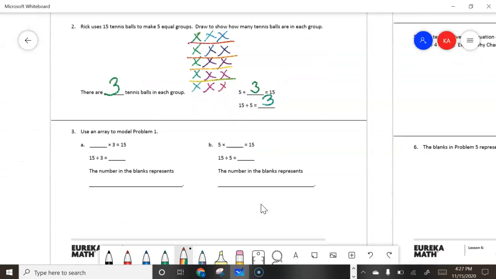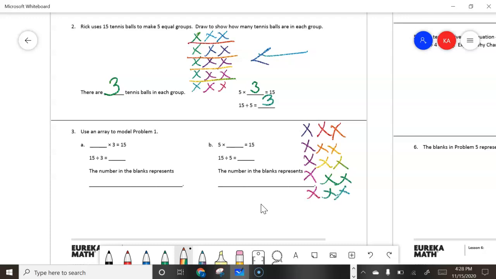Number 3, use an array to model problem 1. Well, we actually already did an array. We did an array up here. Okay, I'm going to bring the array down here. 1, 2, 3, 4, 5. And then I'm going to put 3 in each group.